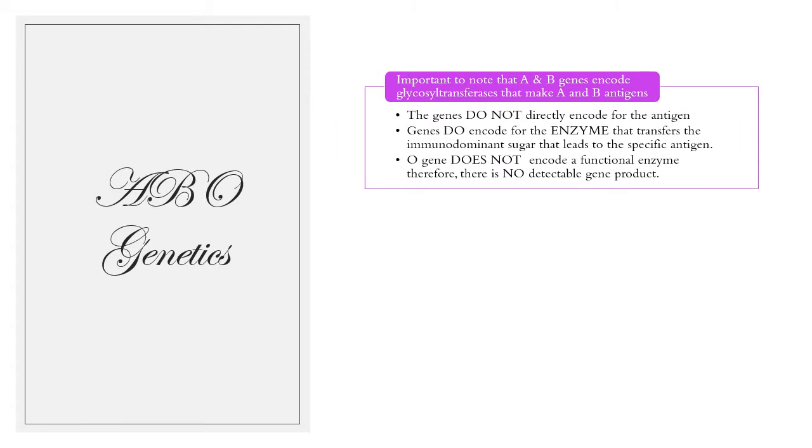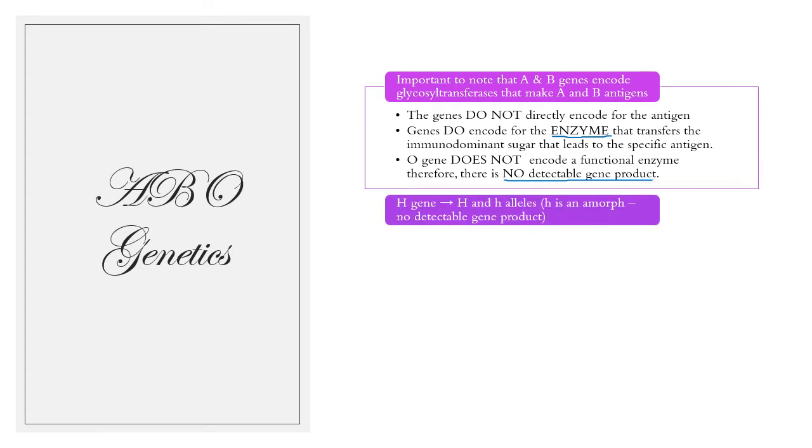One thing to note is that A and B genes encode for glycosyltransferases that make up A and B antigens. The genes do not directly encode for the antigen. Genes do encode for the enzyme that transfers the immunodominant sugar that leads to the specific antigen. So this is important. They code for the enzyme, not the antigen. So glycosyltransferases are a group of enzymes associated with sugars. Transferase means an enzyme, and transfer means it transfers a particular sugar to a different part. The O gene does not code for an enzyme, so no detectable gene product is there. Okay, so A codes for an enzyme, B codes for an enzyme.